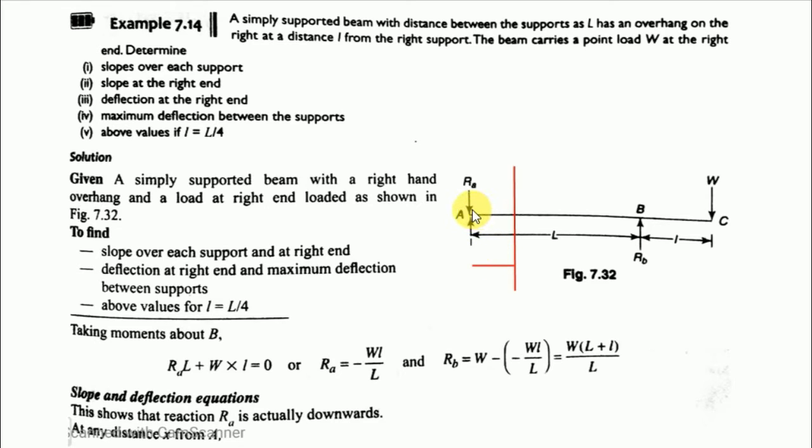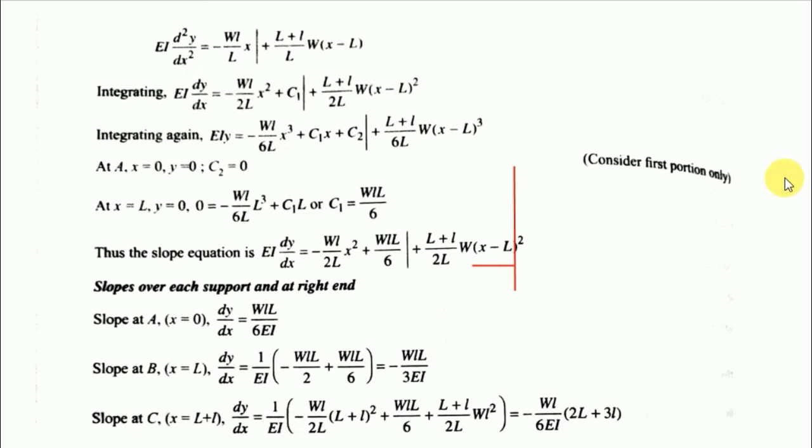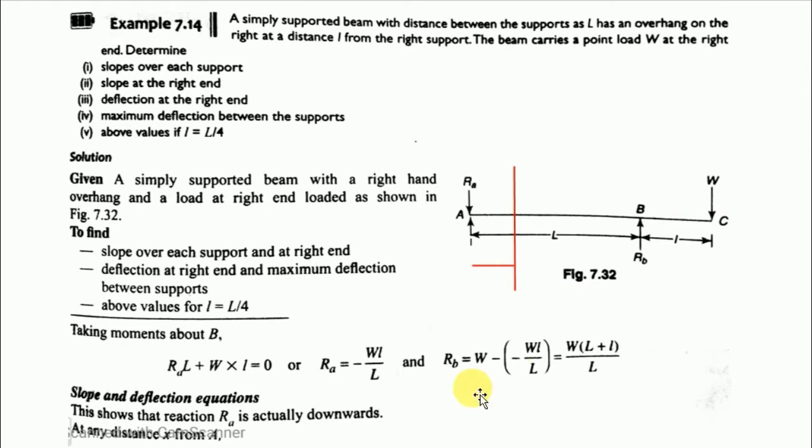The bending moment due to RA is simply RA into x. So you can see here we have RA into x, and this vertical line shows the change of section. Then we cut the different section here.